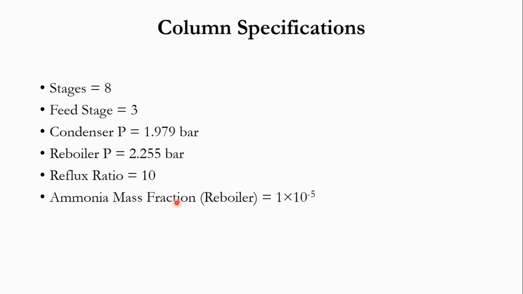And the second design specification is the mass fraction of ammonia in the reboiler, in the bottom product, which should be less than 1 times 10 raised to the power minus 5.